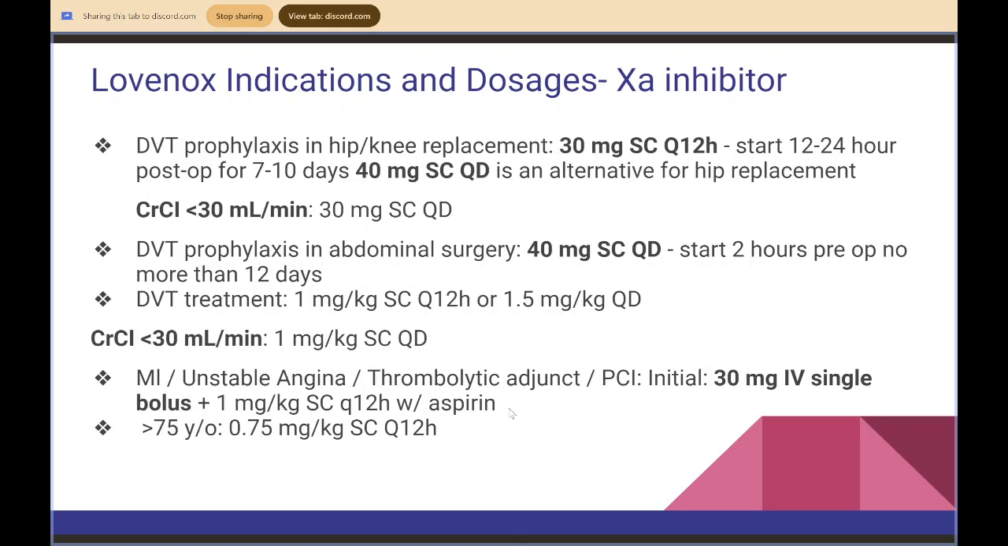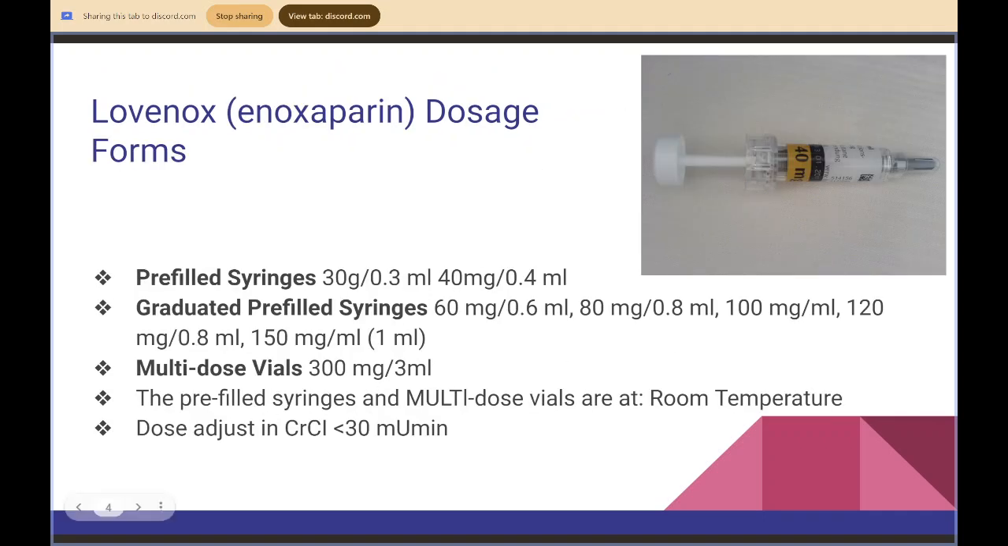So at the bottom, it says if you're greater than 75 years old, the dosage is going to be 0.75 mg per kg, sub-Q every 12 hours. Now, top right is a picture of Lovenox, and Lovenox will come in pre-filled syringes, 30 mg for 0.3 ml or 40 mg 0.4 ml. In addition, there will be graduated pre-filled syringes and then multi-dose vials. So storage must be at room temperature, and of course, dose adjustment if the creatinine clearance is below 30.